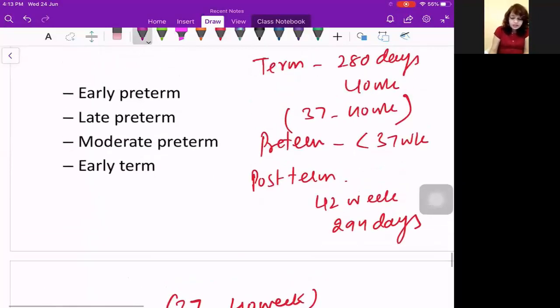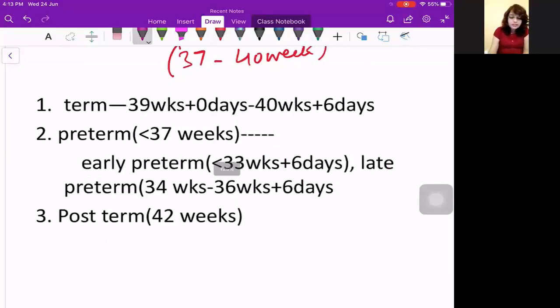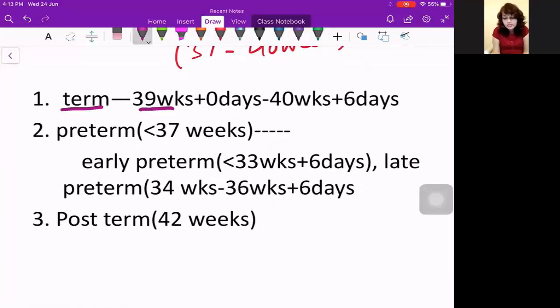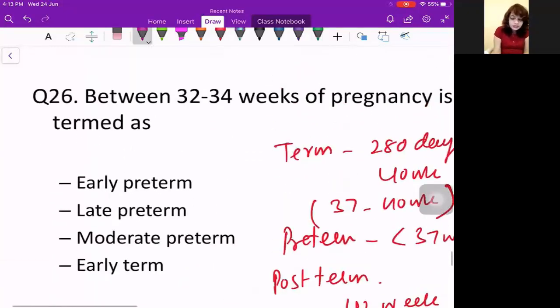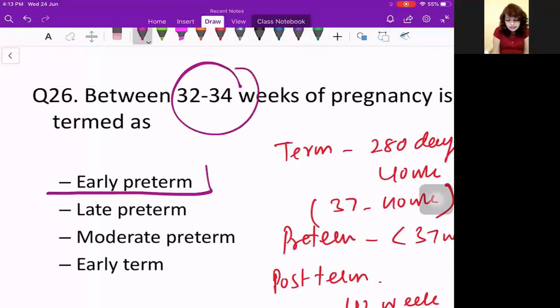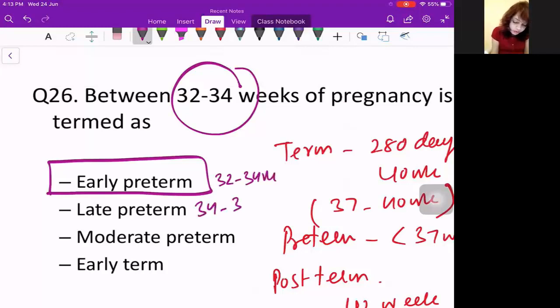Now if we subdivide it, term is 39 weeks to 40 weeks plus 6 days. Preterm is less than 37, this we know. It is further divided into early or late preterm. Early is up to 33 weeks plus 6 days, and late is 34 to 36 weeks. Post-term is 42. So we can say 32 to 34 weeks we call early preterm, and 34 to 36 weeks we call late preterm. So here the answer is early preterm.